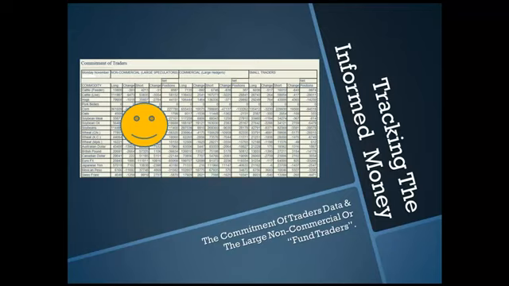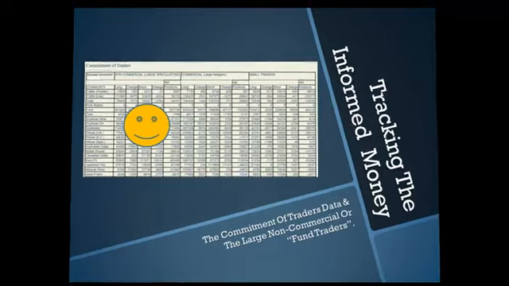So it is useful for us to understand what this group does in relation to the next group, which is the commercials.